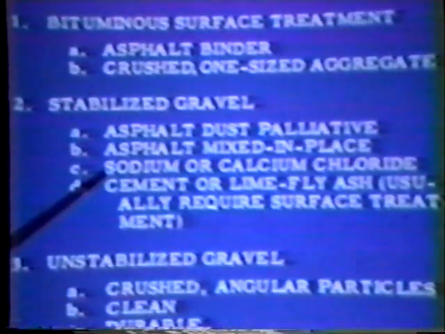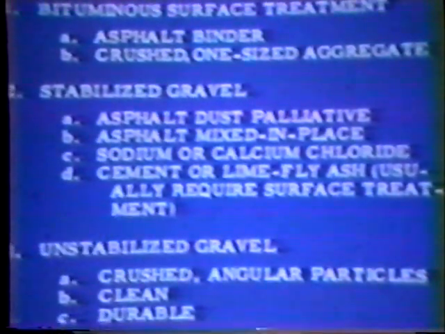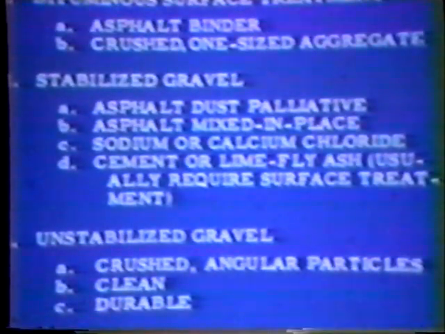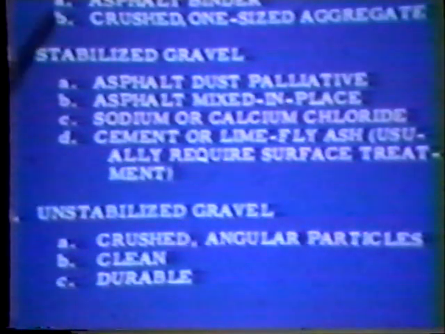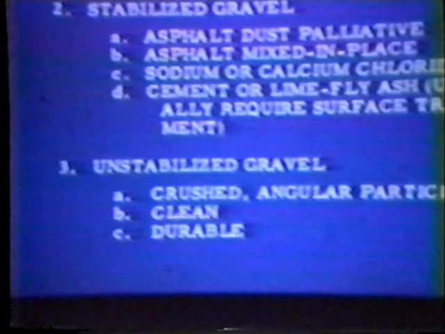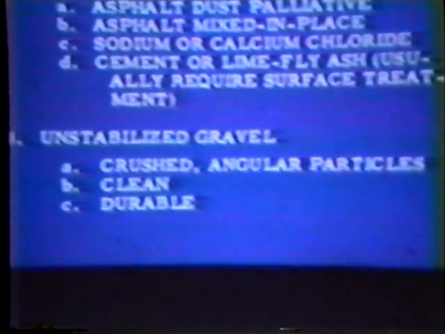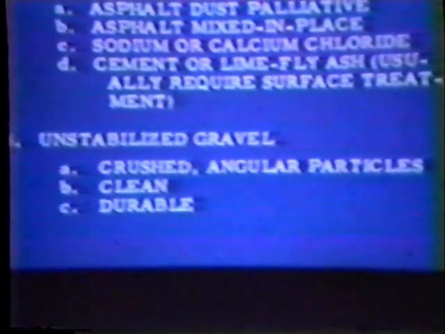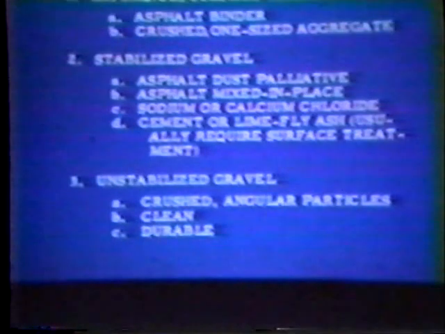These are dust palliatives, although they tend to do a little bit of cementing, the chlorides, or perhaps cement or lime fly ash, and usually to provide abrasion resistance, we would put a surface treatment on top of these kinds of stabilized materials. We even, to some extent, use unstabilized gravels. Crushed angular particles would be desirable. Clean would be desirable. Durable would be desirable. Durable? Well, the absence of shale, for one thing, would be in order to keep the shale out if possible.